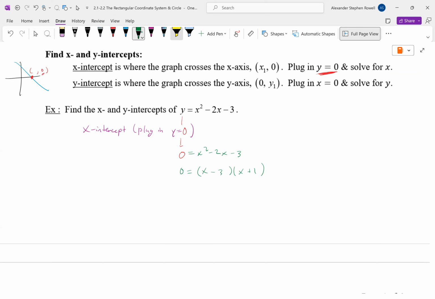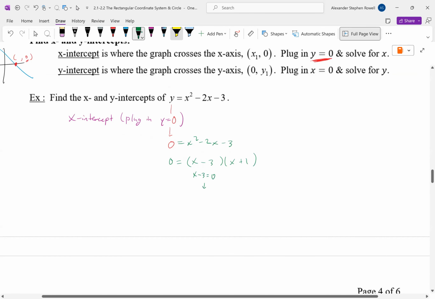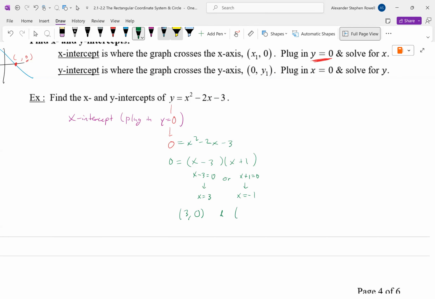Does that work? x minus 3 is equal to 0, which means x is equal to 3, or x plus 1 equals 0. We subtract 1 from both sides, x is equal to -1. I have two x-intercepts, but they occur on the xy plane. My intercepts are what? (3, 0) and (-1, 0). The most common mistake would be writing (3, -1).